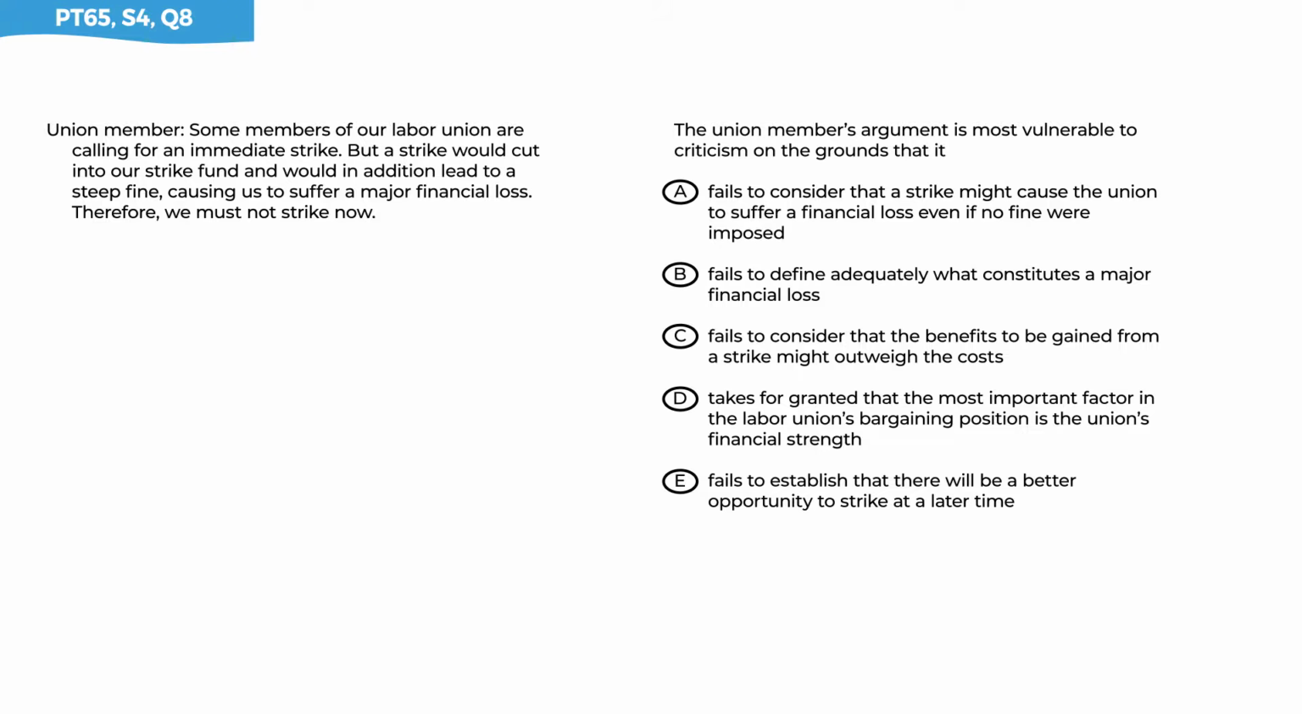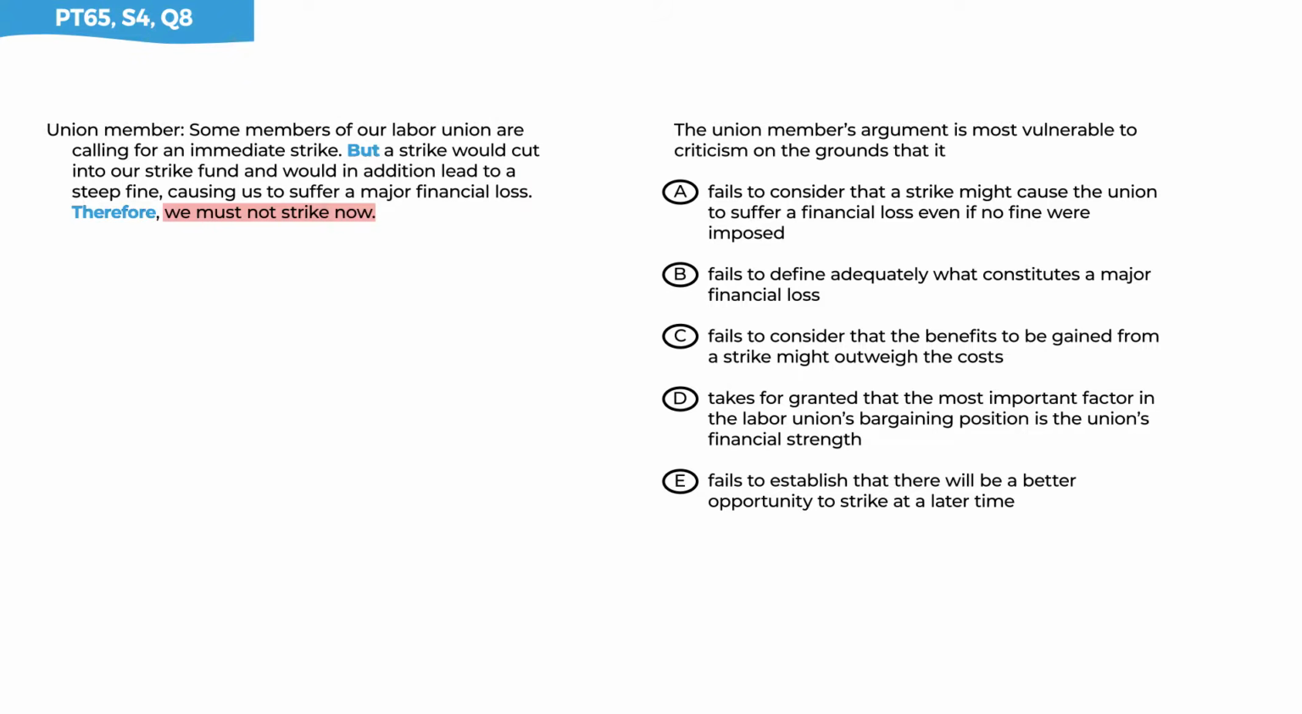All right, welcome back. So let's start by finding the conclusion of the argument. In the middle of the argument, we're given the word but, which is a pivot, away from an opposing point and towards the author's point. And then we're given the word therefore at the very end, which indicates the conclusion of the argument. So we know the conclusion is that we must not strike now.